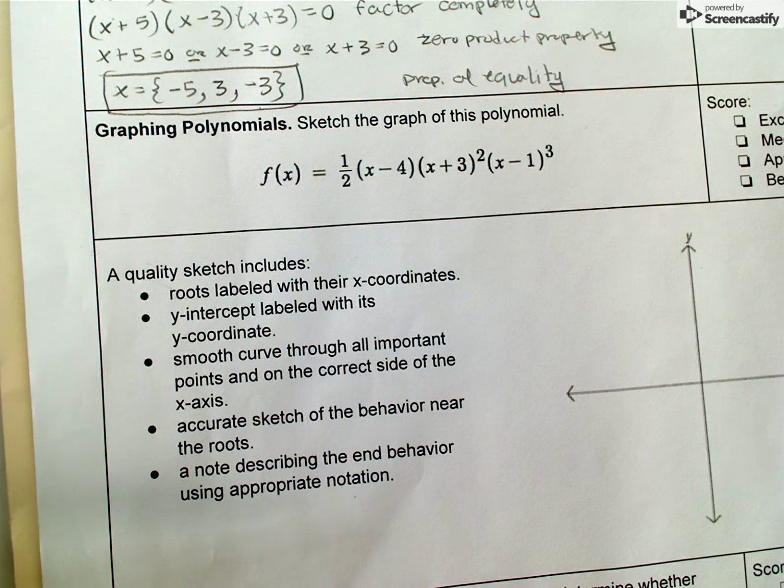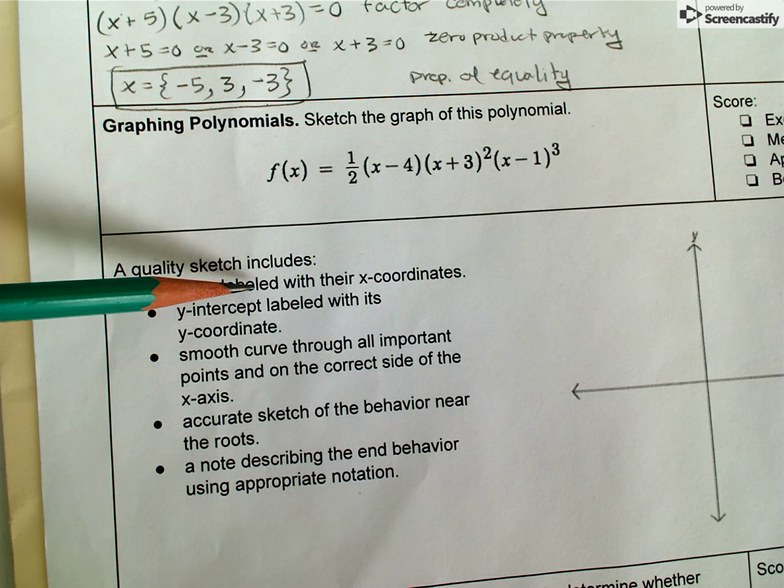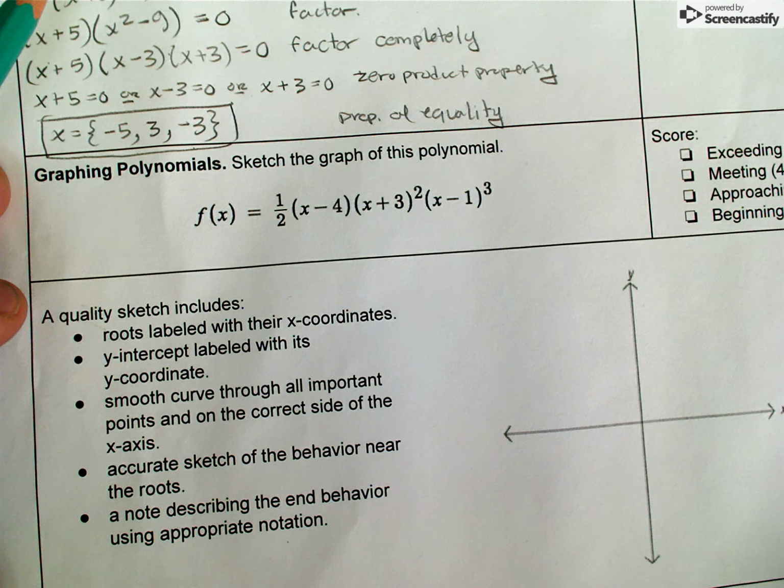But I also provided a pretty detailed list of what I was looking for in this problem and the things that we want to include in a quality sketch. We want to include our roots labeled with their x coordinates. Okay, let me just start there.